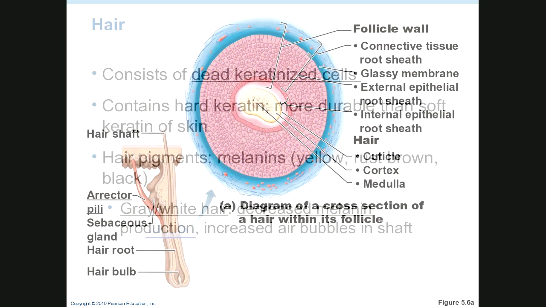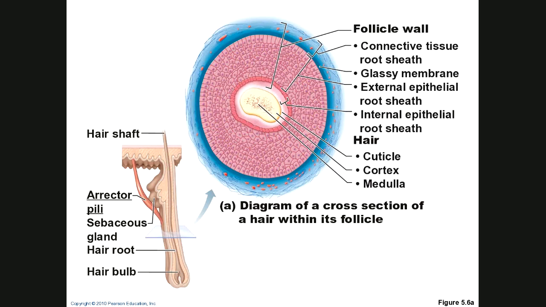Now, here is a diagram cut across right here, and you can see the hair bulb, the hair root, hair shaft. This is a muscle called the arrector pili that allows the hair to stand up when you're either cold or when you have sympathetic stimulation as you're frightened or excited. Here's the medulla, the cortex, the cuticle. This area here is the external epithelial sheath, and we have a connective tissue sheath. This is all follicle wall here.